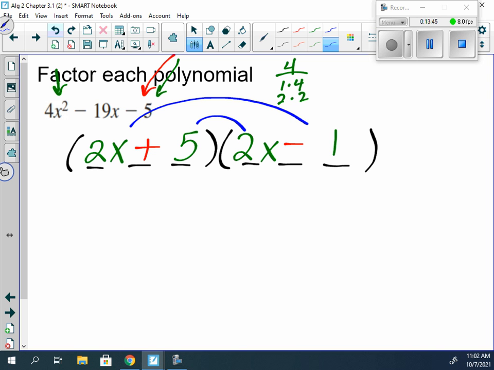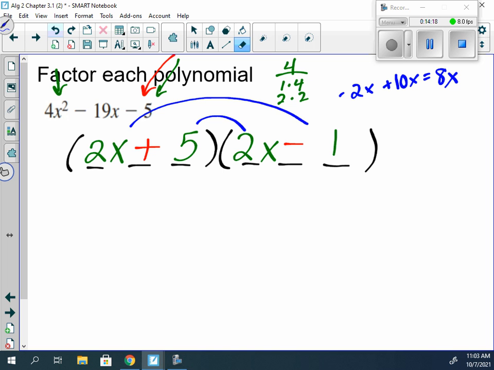So 2x times negative 1 would be negative 2x. 5 times 2x is plus 10x. And negative 2x plus 10x is 8x. Is that what we wanted? No. Well, switching the 2x and 2x, would that change anything? Would switching the 1 and 5 really change anything? Not really.